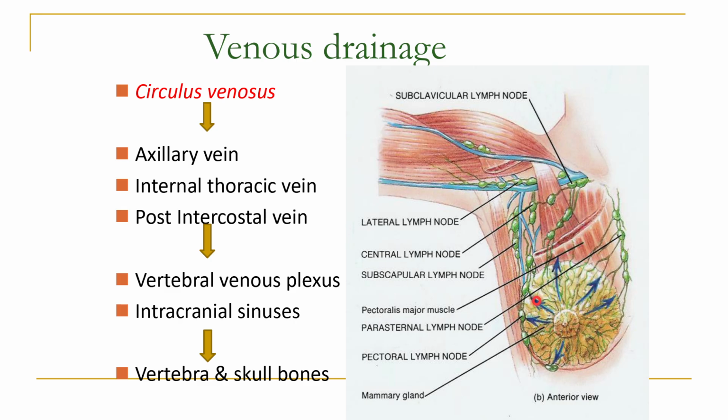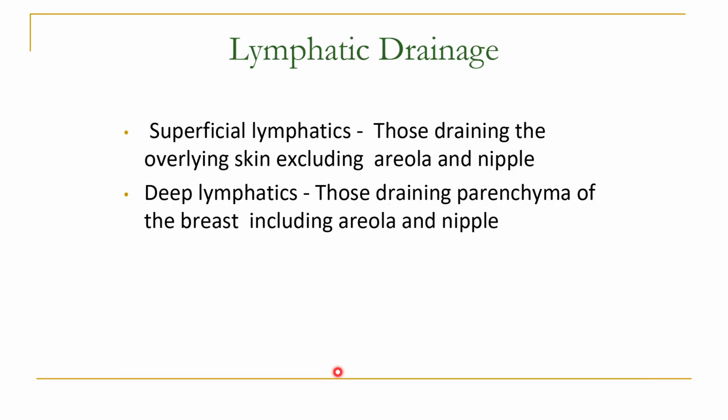Now, one important thing we have to know in the venous drainage is that from the posterior intercostal veins, the metastasis can spread to the vertebral venous plexus, and from there it can go into the intracranial sinuses, and then to the vertebra and skull bones. So metastasis, that is the spread of carcinoma from the mammary gland to the vertebra and skull, is mainly through the posterior intercostal veins, which connect with the vertebral venous plexus.